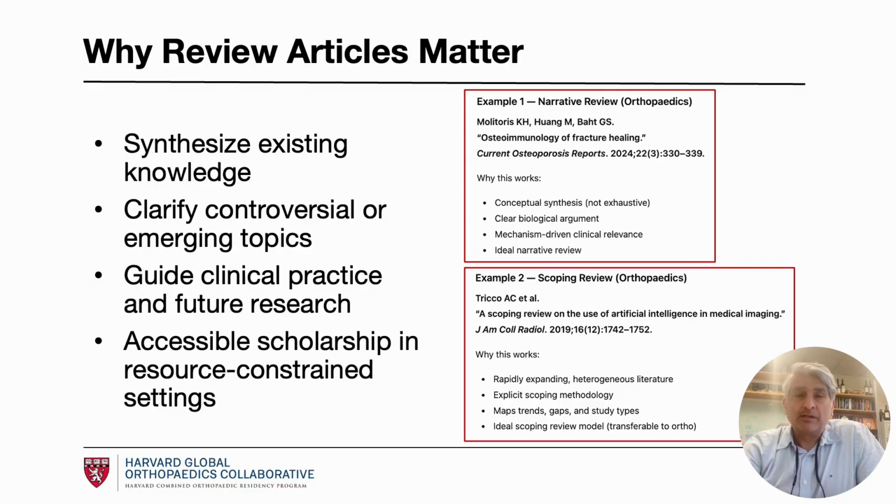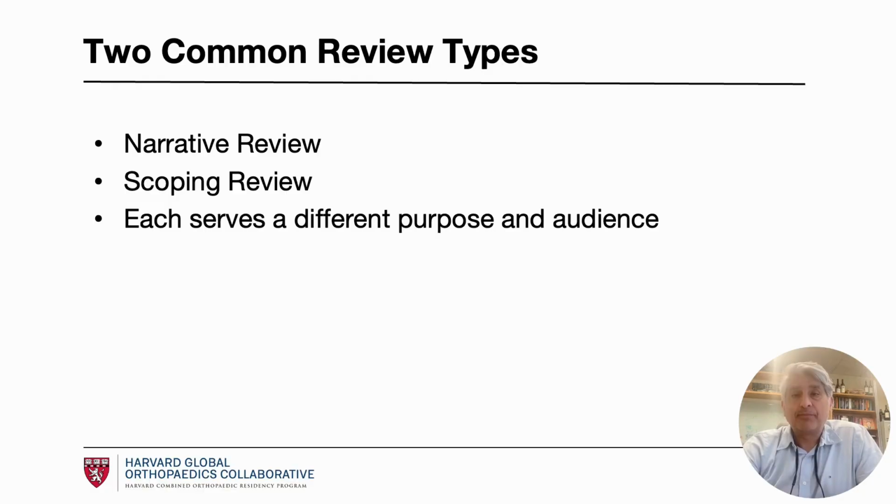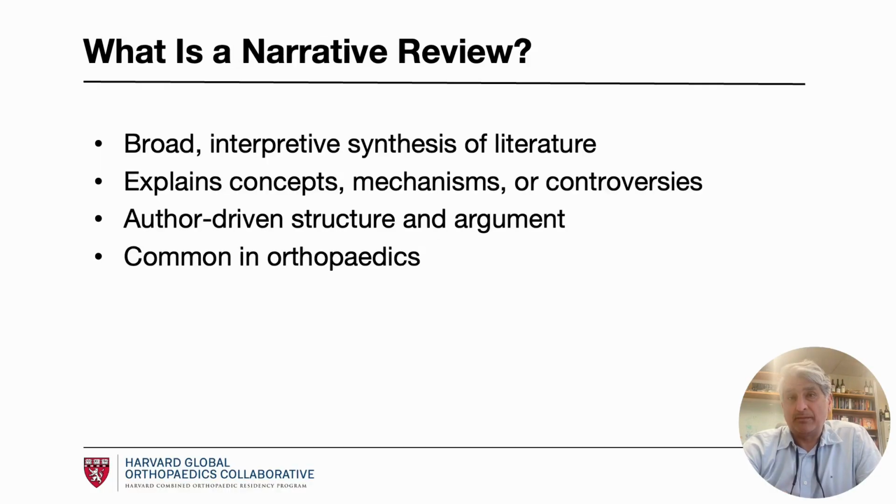They allow you to synthesize existing knowledge, clarify controversial or emerging topics, guide clinical practice and future research, and provide accessible scholarship in such settings. There are two common types of review articles: narrative reviews and scoping reviews, and each one of them serves a different purpose and audience. If you choose the wrong review type, it's one of the fastest ways to get your paper rejected.